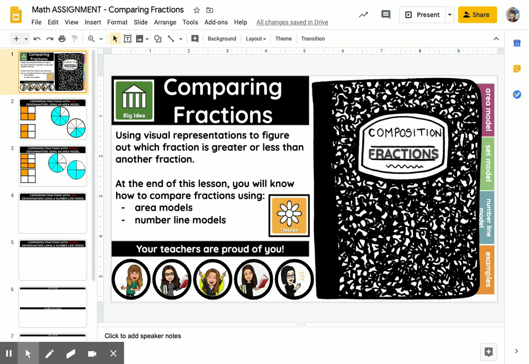Today we are going to use the area model and number line model to compare fractions. You will learn how to compare fractions with like or same denominators, as well as compare fractions with unlike or different denominators.